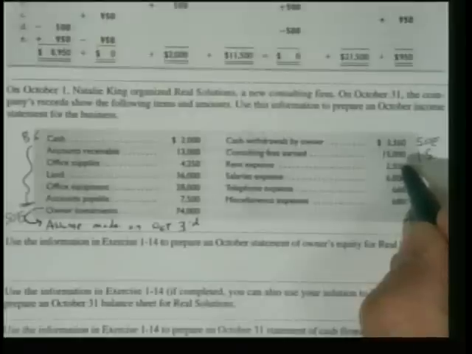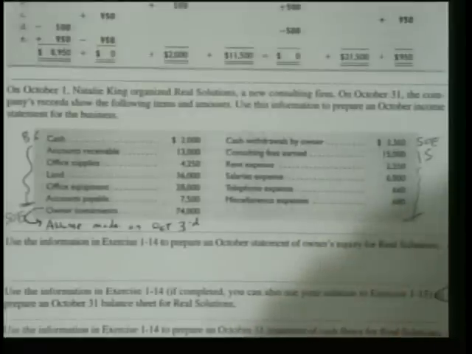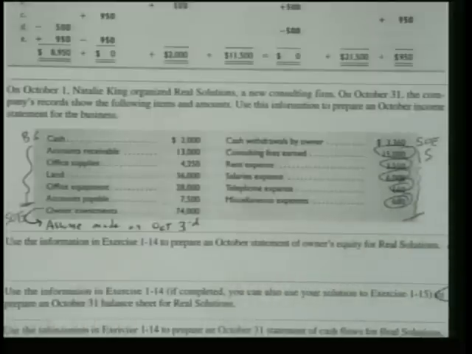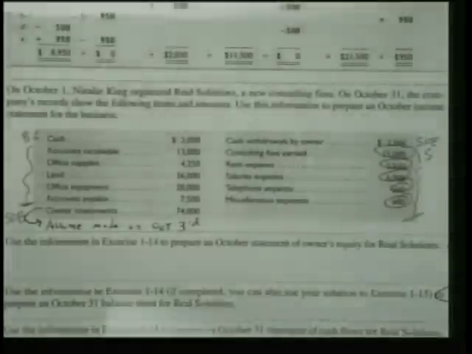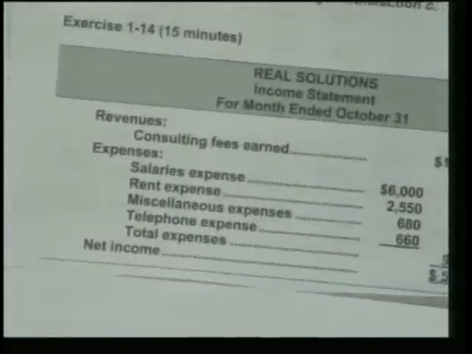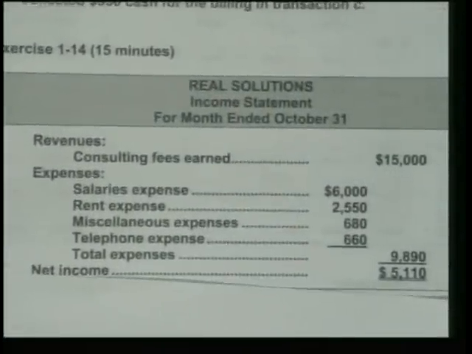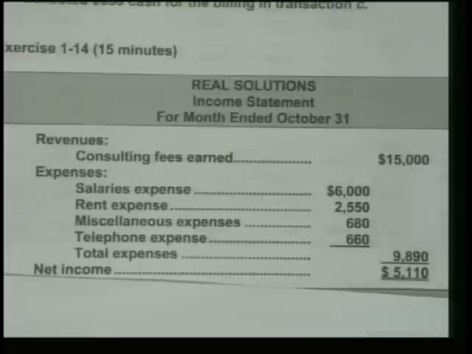Okay, so which ones are on the income statement? That one, that one, that one, that one, and that one, correct? And the income statement looks like this. That's what the income statement looks like. I'm going to make some comments about it, but first why don't you just take a look at it, see if your numbers are right.